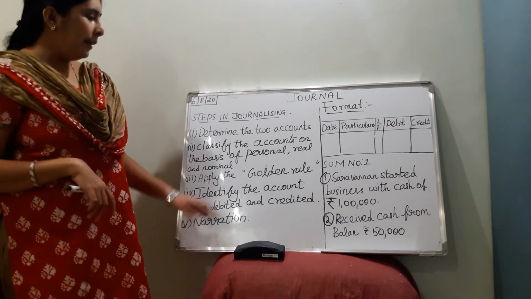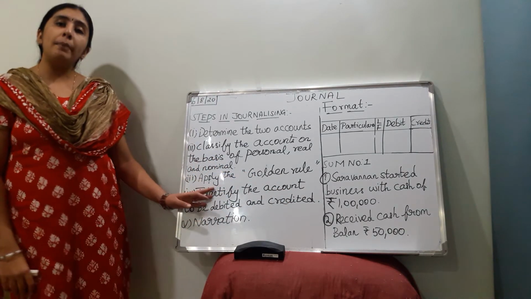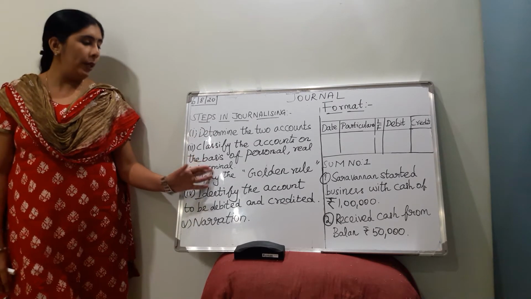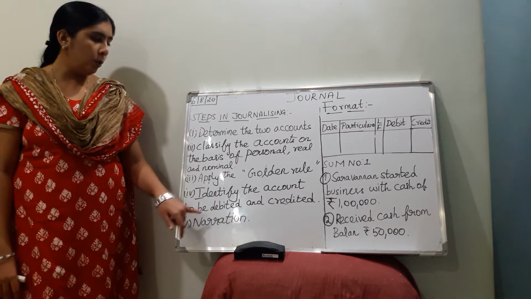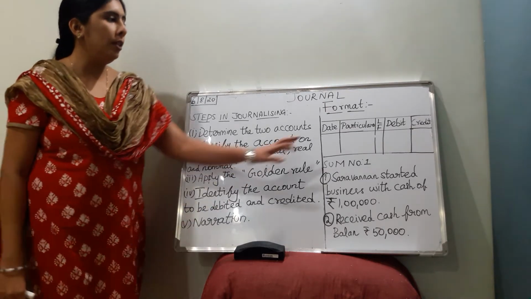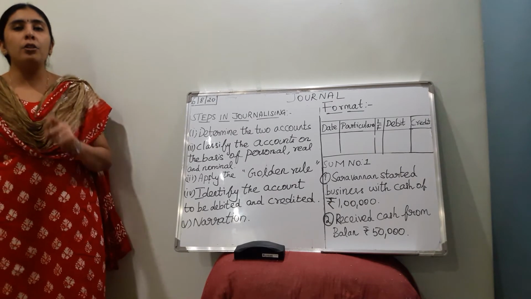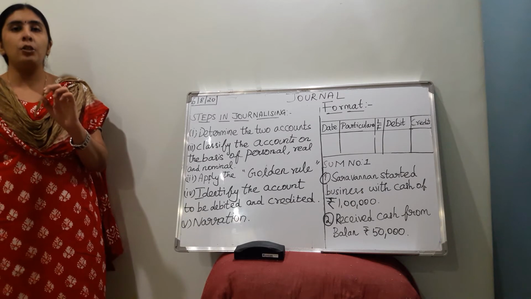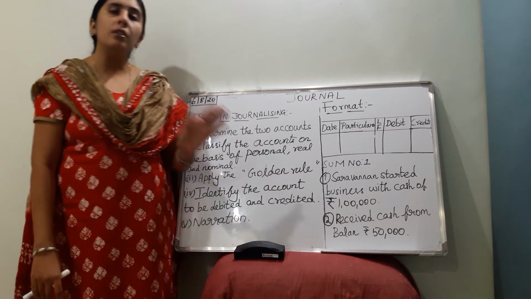Then you have to identify which account is to be debited and which account is to be credited. It is based completely on the personal, real and nominal classification and the golden rule. That's why I mentioned it as applying the golden rule. After the accounts are mentioned in the particulars column, below that you have to write, within brackets, the narration for that entry. Narration is nothing but an explanation about the entry. So this is regarding the steps in journalizing.